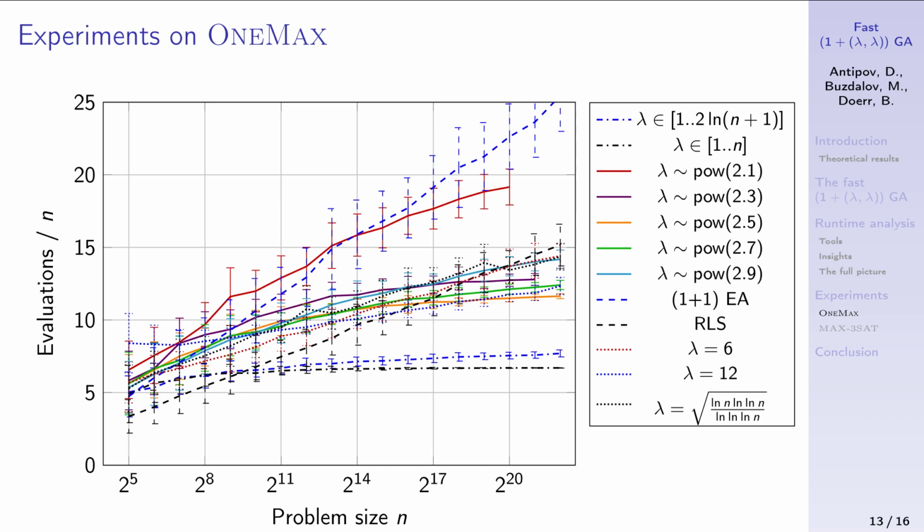Then the dot-dashed lines show the (1 plus (lambda, lambda)) GA with the 1/5 rule, with and without capping. They clearly have a better runtime, but it's not surprising because they both keep lambda close to the optimal fitness-dependent value, while we just choose lambda from some interval, and we are likely to choose it wrong.